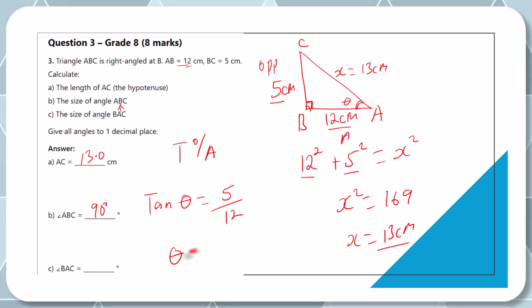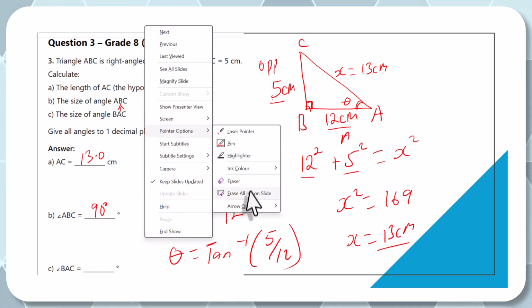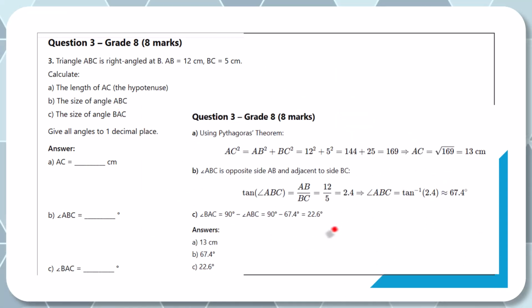And then to find the angle itself, in your calculator, press shift tan, and then plug in the 5 over 12, and then change the answer into decimal, and then round it to one decimal place. Okay? So this is how to do this question. If you've done it correctly, it should be 67.4 degrees. That's where it should be.